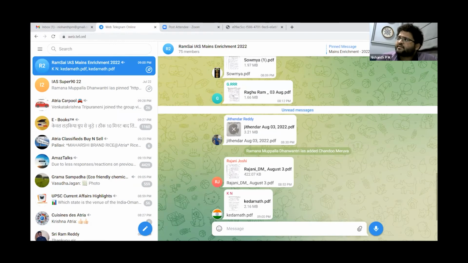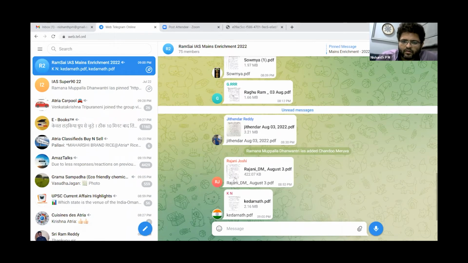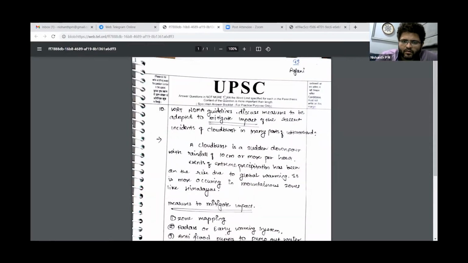Who has written this answer? Whose answer was not evaluated yesterday or the day before, and who have written this? Anyone? Raghu. Arvind and Raghu, I'll do yours again.